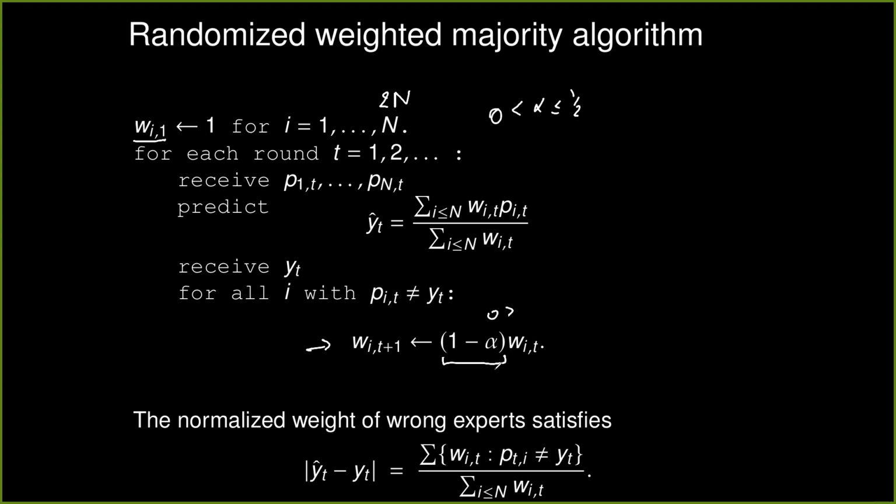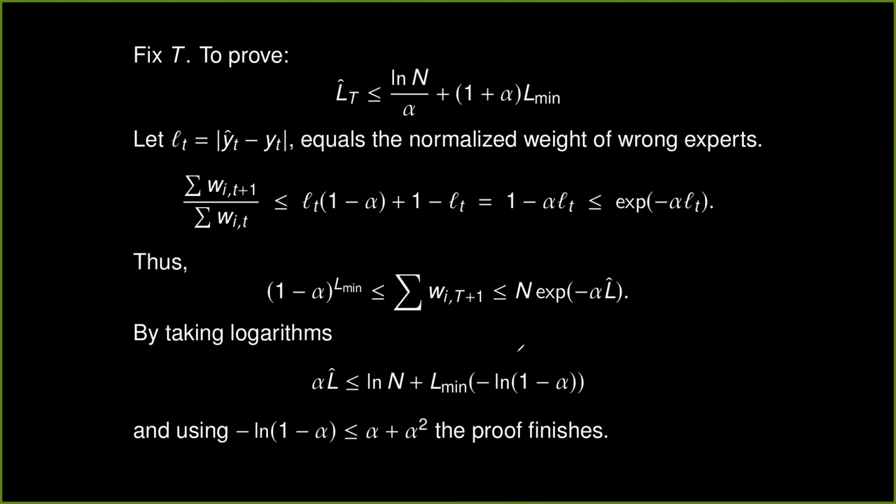Okay. Let's clear all drawings. So now the algorithm is clear. We take the normalized weight of experts' predictions, and each wrong expert, we decrease his weight by factor 1 minus alpha. Before we had just a factor beta, but it turns out computations are much easier if you change the name of the constant to 1 minus something. Okay, that's what we wanted to prove here.